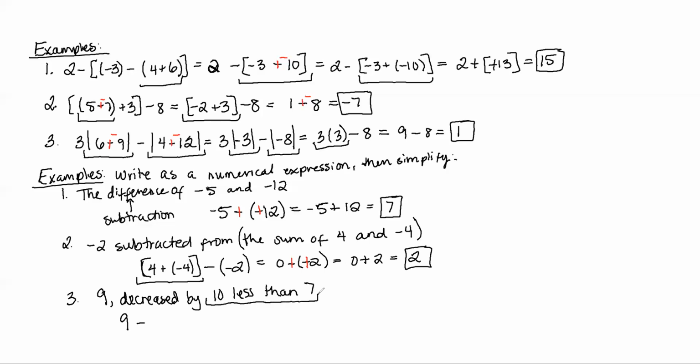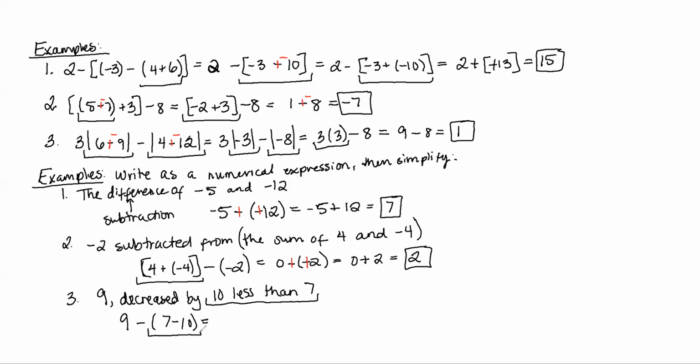If you break this down, it's kind of hard to tell, but we're decreasing it by 10 less than 7. So we're decreasing it by this group here. I'm going to put parentheses there. 10 less than 7 means we're subtracting 10 from 7, so 7 minus 10. And once we have that done, we can go ahead and start simplifying.